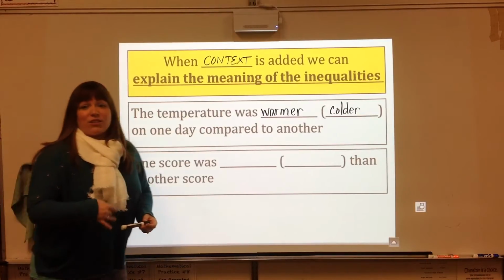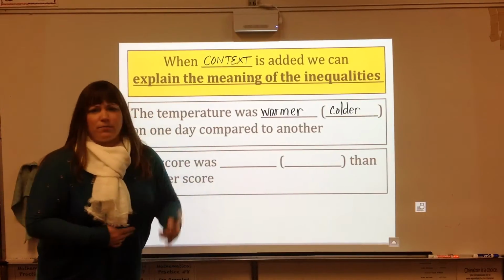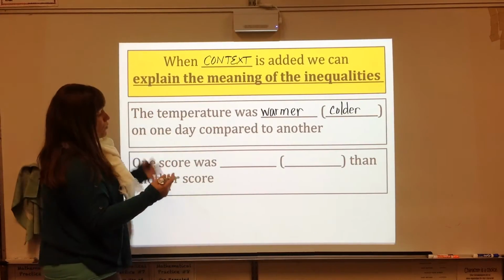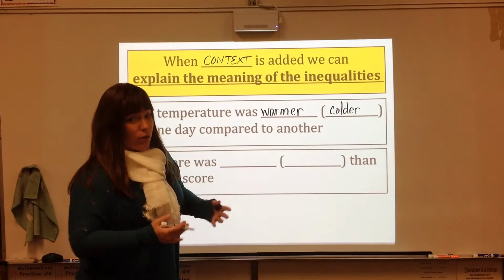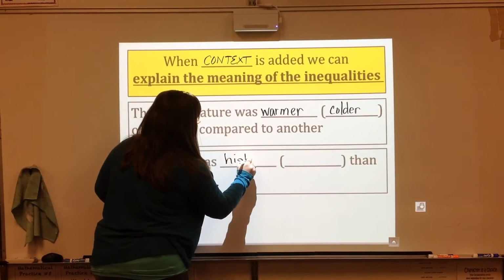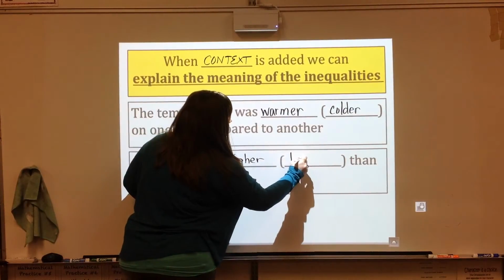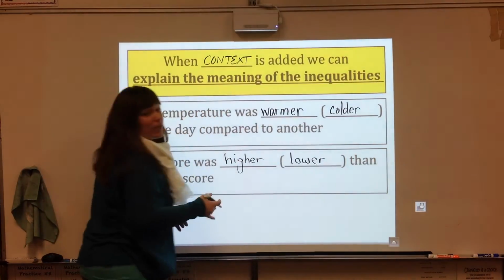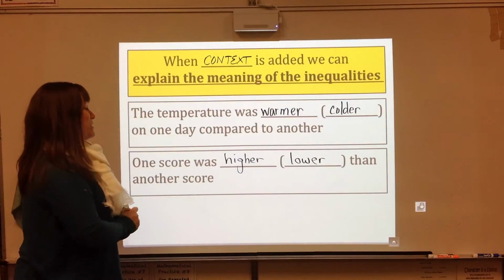Another topic is score of either games or sports. One score was either higher or lower than another. So we can use those words, higher and lower, when we are talking about the inequality and explaining what we're actually meaning.